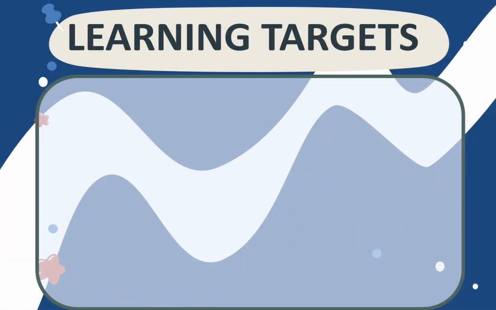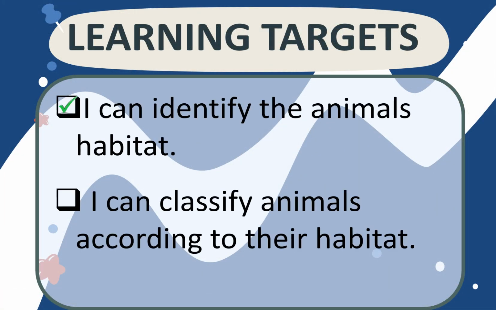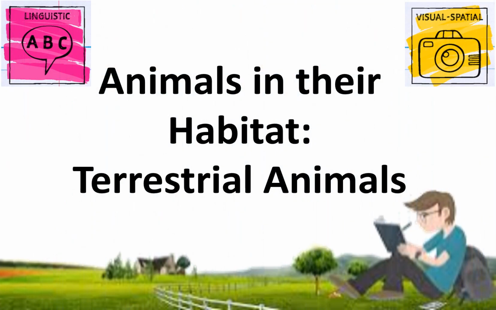So our learning targets for today are, first, I can identify the animal's habitat. Second, I can classify animals according to their habitats. So if you have pets at home, what kind of animals do you have and what kind of habitats do they have? So what will be our lesson covered for today? Correct. Animals in their habitat.